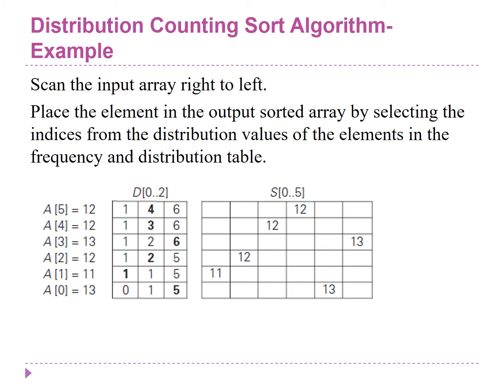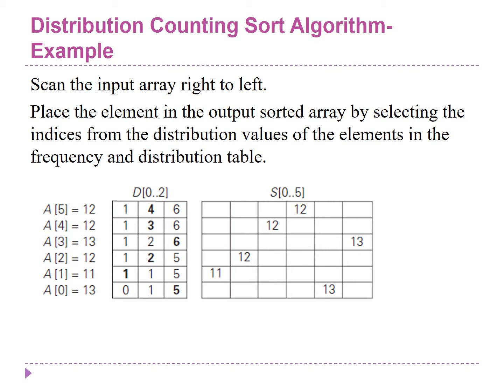when the algorithm reads the input array from right to left scan, the first element read is 12. Its distribution value is 4, hence 12 is placed at index 4 of the output array. After placing 12 at index 4, its distribution value is reduced by 1. Now the distribution value of 12 is 3.